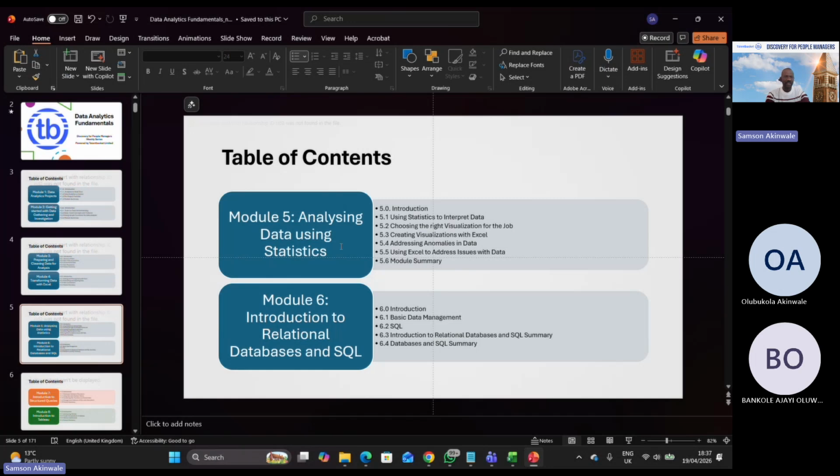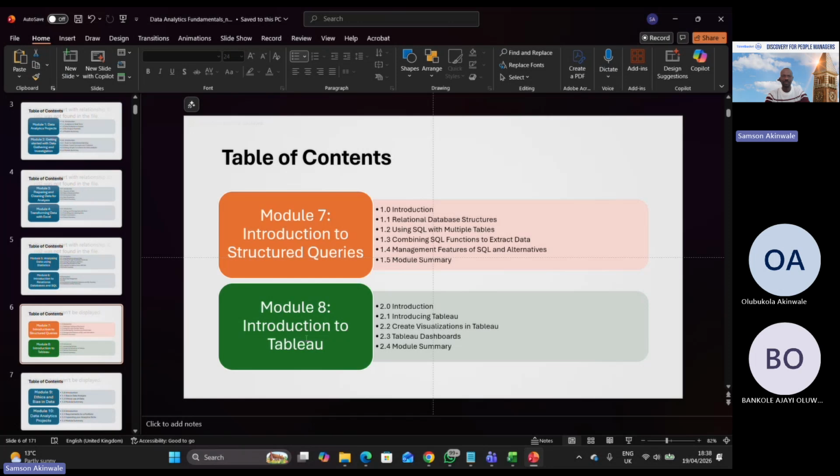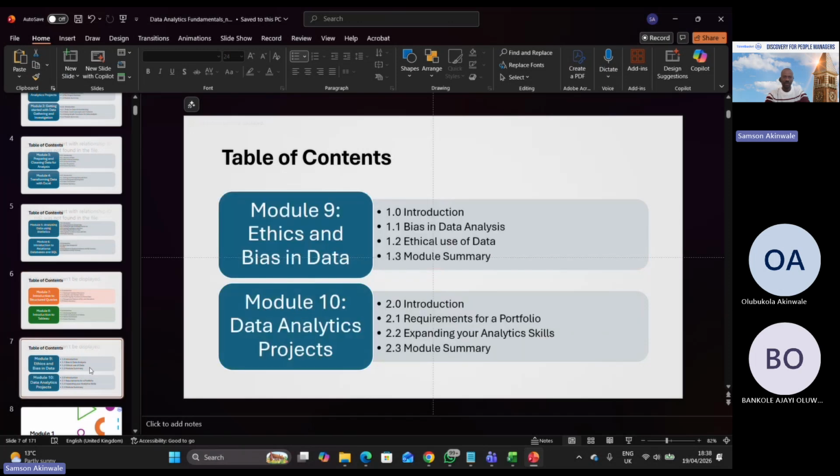structured query language, and we'll dwell a bit on that during module 6 and module 7. In module 7, we still go further into structured queries using SQL. And after that, we'll move to Tableau. So we are almost moving to the end of the entire curriculum we have set.